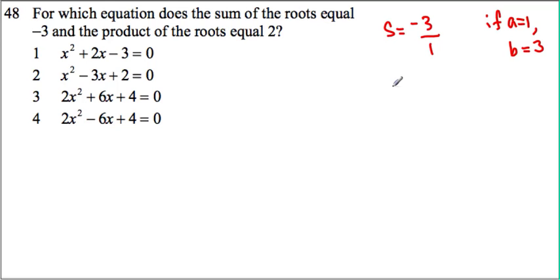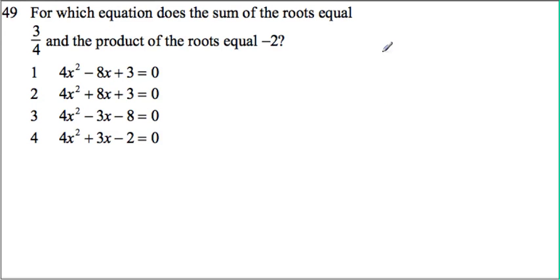Now, how about product? Once again, 2 can be written as 2 over 1, so if a is equal to 1, then c will be equal to 2. So we end up getting 1, 3, 2 as the coefficients. We see 1, 3, 2, but this one has to be negative, so it's not the correct answer. In fact, 2 was the most popular wrong answer. In fact, the answer is choice 3. The ratio of this one is 2 to 6 to 4, which is the same as 1 to 3 to 2. Alright, let's move on to the next question.